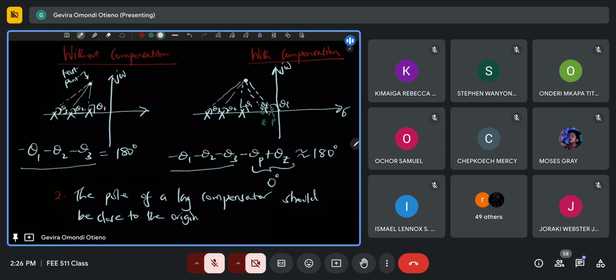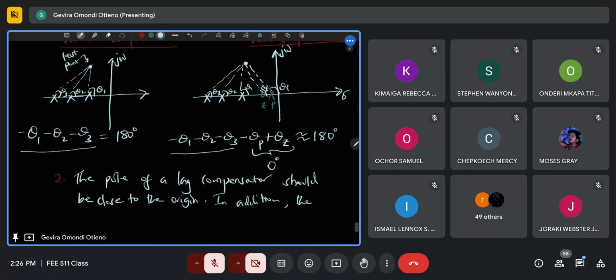Okay, remember, that's why the pole is the one that is closest to the origin, but it should be as close to the origin as possible. In addition, and this is only from a design perspective, the ratio between the pole and the 0 should be very large.